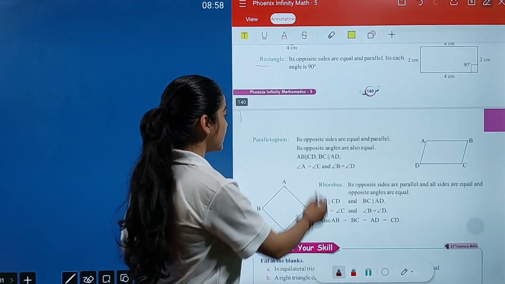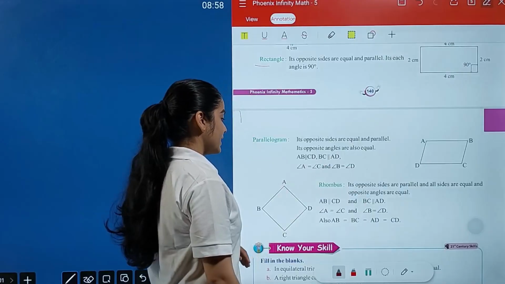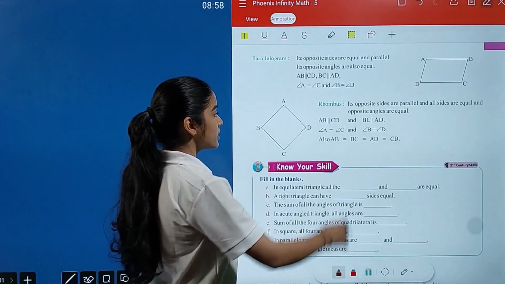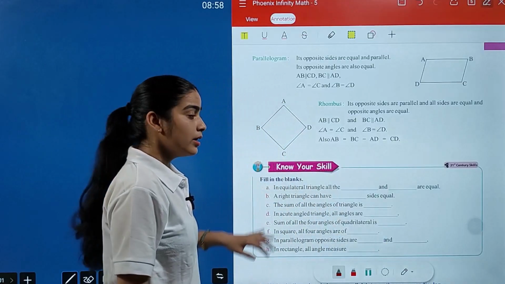Parallelogram we have next. Its opposite sides are equal and parallel. Its opposite angles are also equal. Now next we have rhombus. Its opposite sides are parallel and all sides are equal and opposite angles are equal.